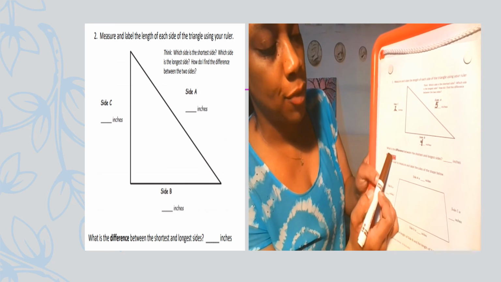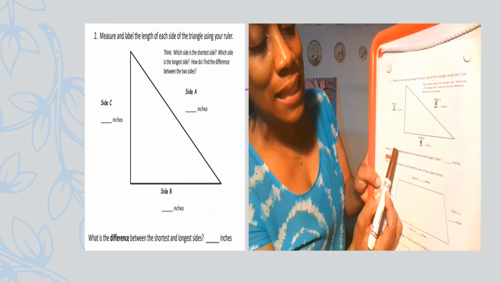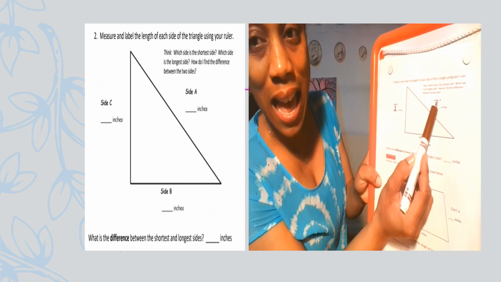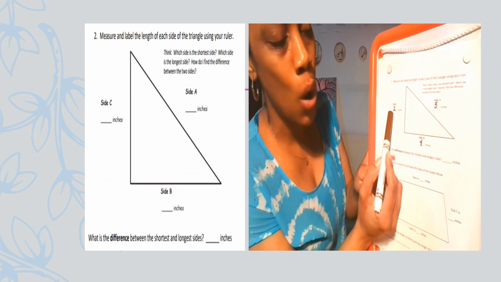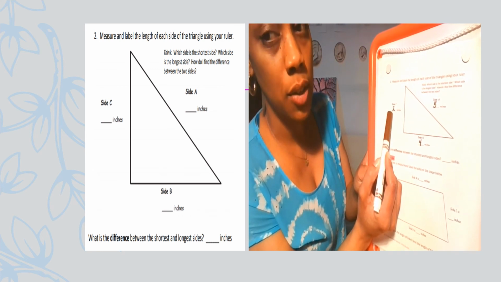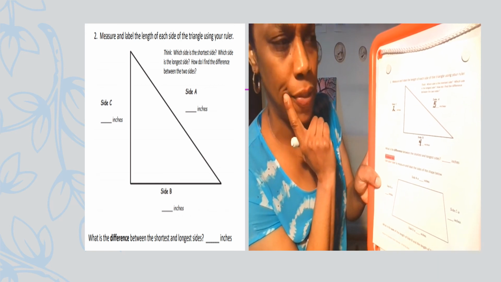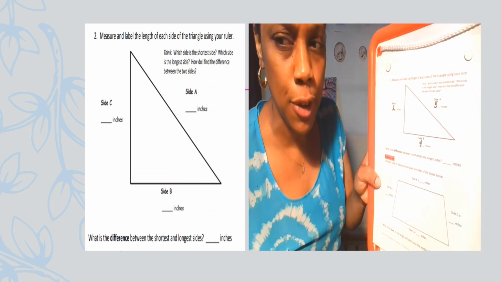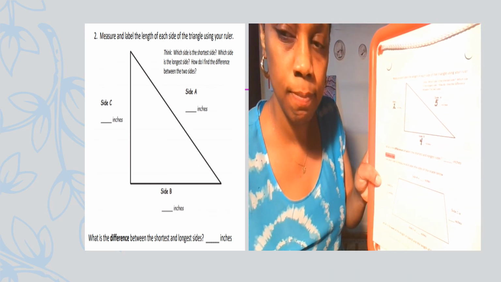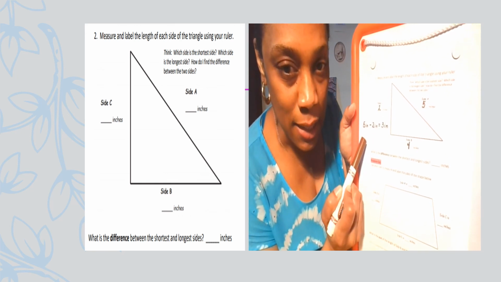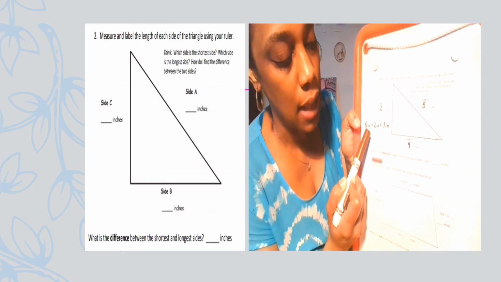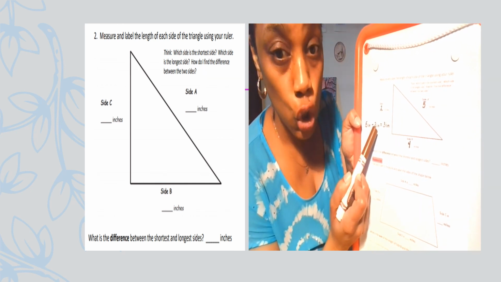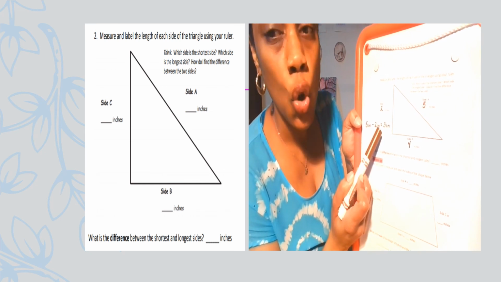The next part I have to look at, it says, what is the difference between the shortest and the longest side? The longest side is 5 inches. The shortest side is 2 inches. Well, there are really 2 ways I can look at this. Let's see how I can figure out the difference between the 2. One way to look at it is by subtracting. 5 inches, IN, is just the abbreviation for inches.